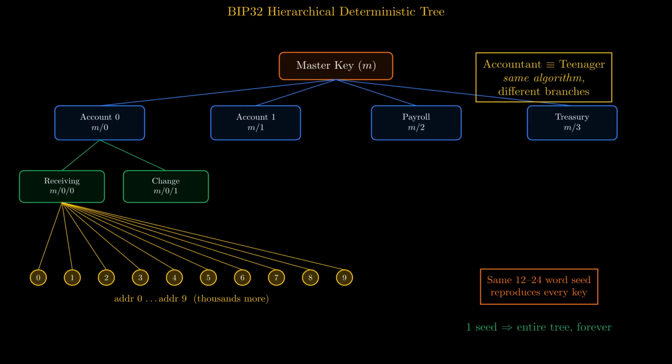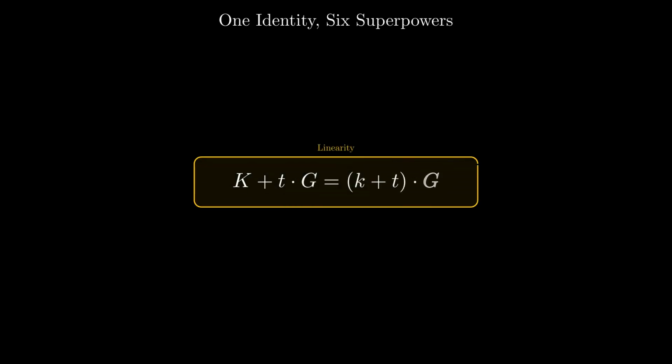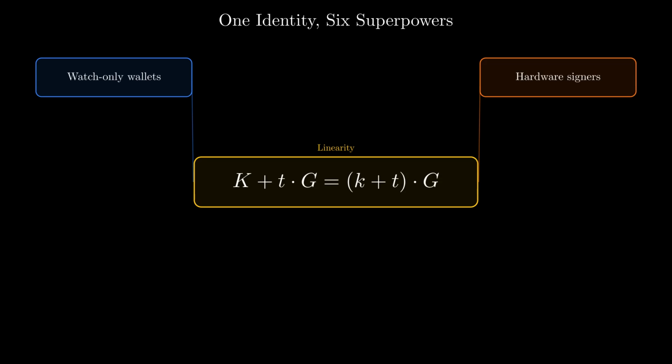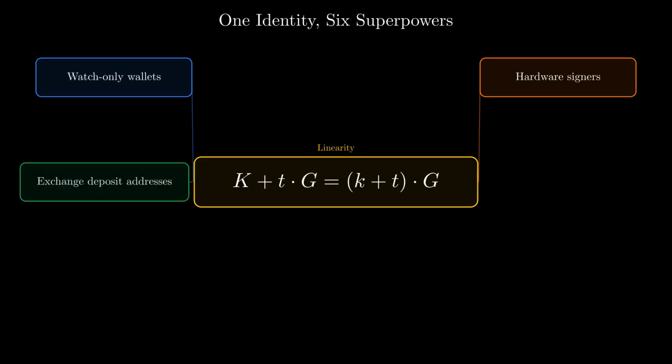The corporate accountant and the teenager with a browser extension are both running the exact same algorithm, just with different branches mapped to different purposes. Step back and see what one algebraic identity brought us. Because capital K equals little k times capital G is linear, adding the same tweak to both sides preserves the relationship. That single property enables watch-only wallets that generate fresh addresses without ever touching a secret. It enables hardware signers that stay offline forever, while online software handles customer-facing flows.